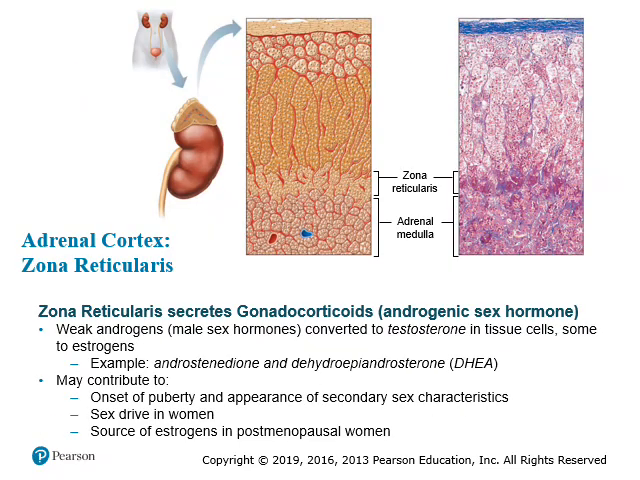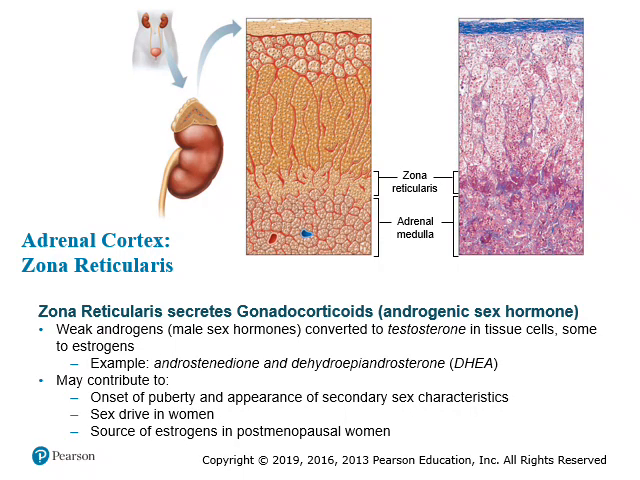Okay, then we're getting into the bottom layer, which is the zona reticularis of the adrenal cortex. This is the one that is responsible for producing the gonadocorticoids or the androgenic sex hormones. These androgenic sex hormones are weak male sex hormones that are converted to testosterone in the tissue cells. Some of them are converted to estrogen. For example, androstenedione and dehydroepiandrosterone. These are coming from the androgens in the adrenal gland.